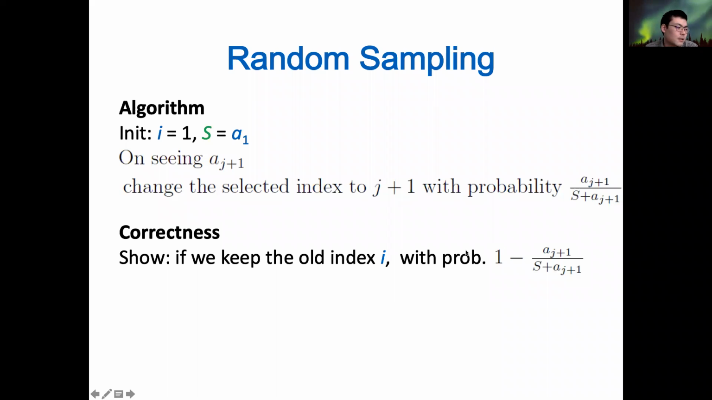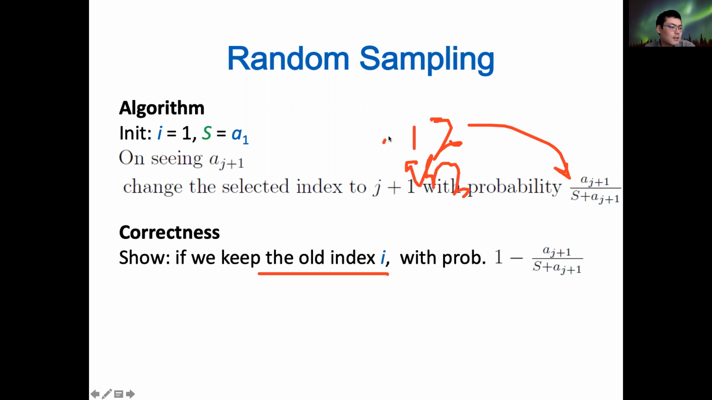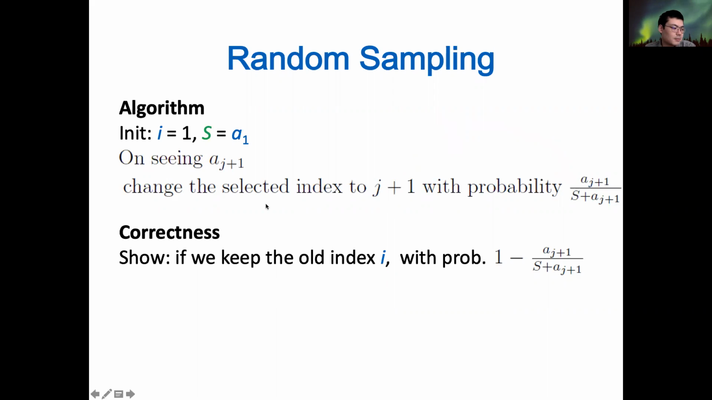But let's see the correctness. If we use a new index, of course this is correct. Let's think about if we keep the old index, let's say A3, what will happen? Maybe with 1% probability we choose the new item, but with the 99%, is choosing A3 still correct? The answer is yes. So what's the probability that we keep the old index? The probability is 1 minus this.